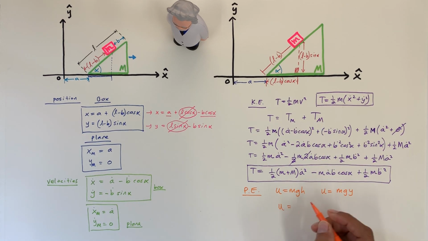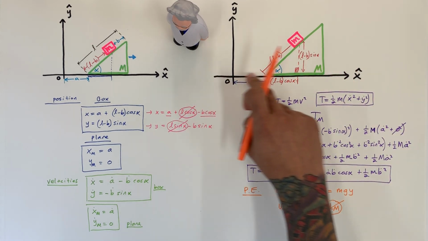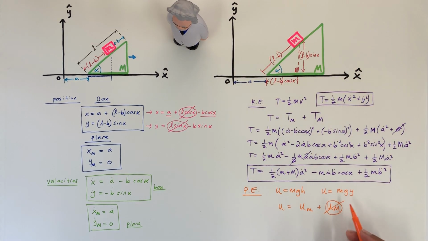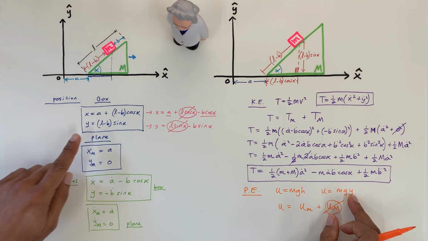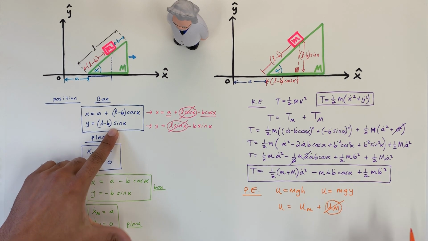So U is gonna be made up of the potential energy of the little box, plus the potential energy of the plane. But for the plane, there's no height. So the plane sits on the 0, right? Y equals 0. And so we don't need to worry about it, but we would need to worry about it if it was at a height. Okay, so now we're just gonna focus on little m, and we know the y for little m, which is the box, which is right here.